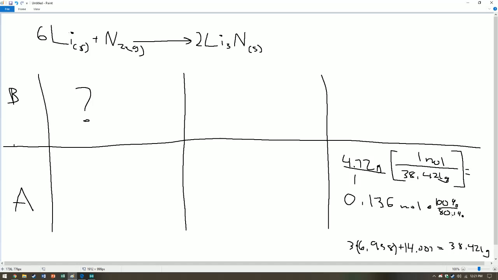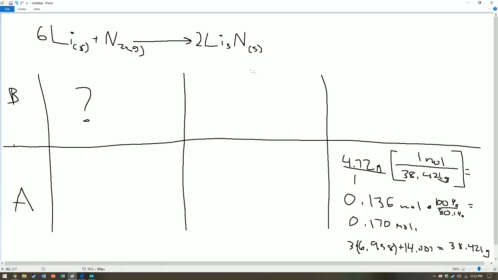So 0.136 times 100 divided by 80.1, which yields me 0.170 moles of this.